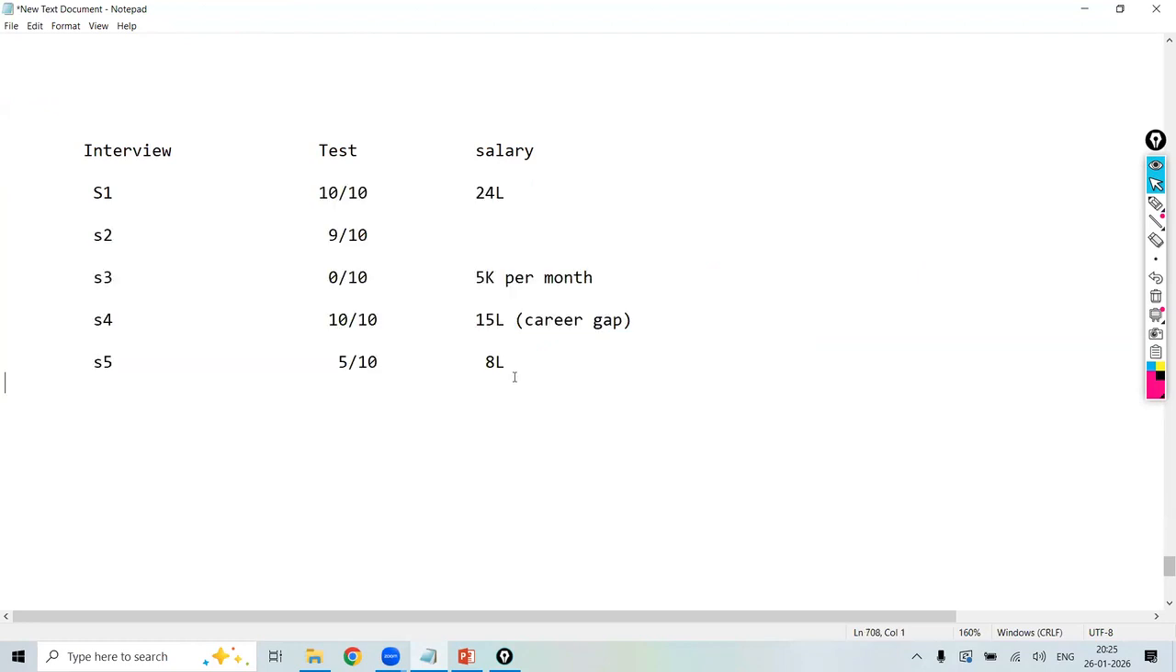Why do they give priority to the score and not to the lakhs? If I hire this 5 marks person, he is asking only 8 lakhs now. I get to save 7 lakhs compared to him. Or he is asking only 4 lakhs. How much amount can I save? 11 lakhs I can save.